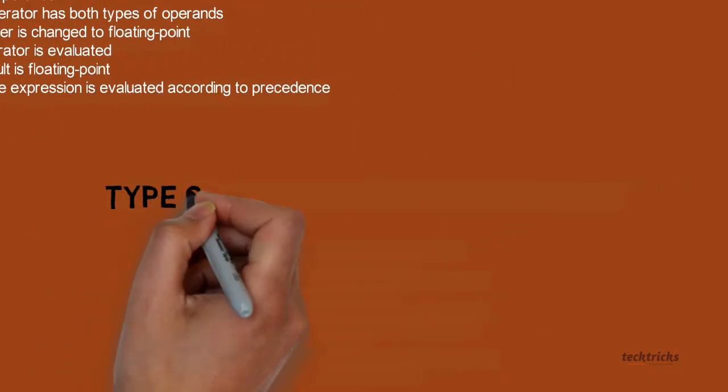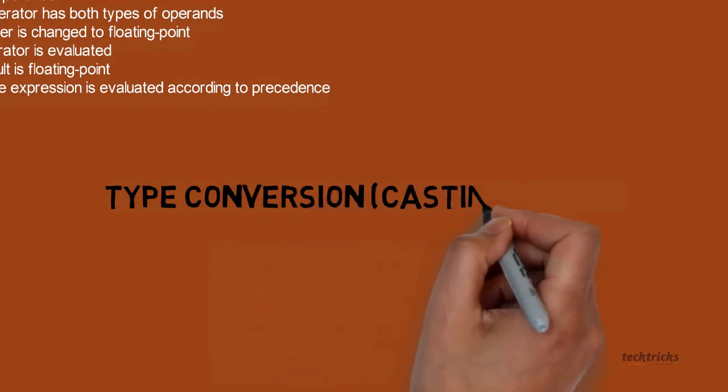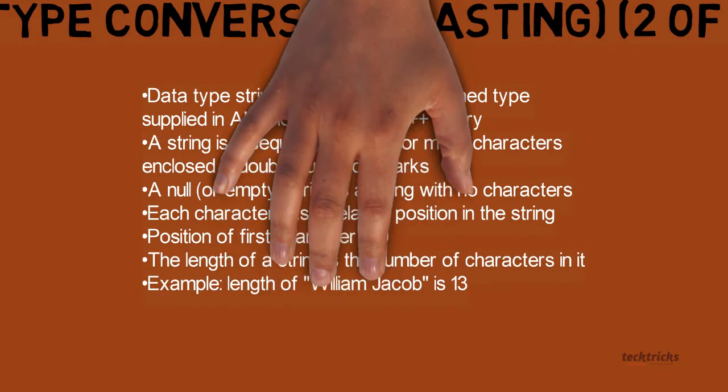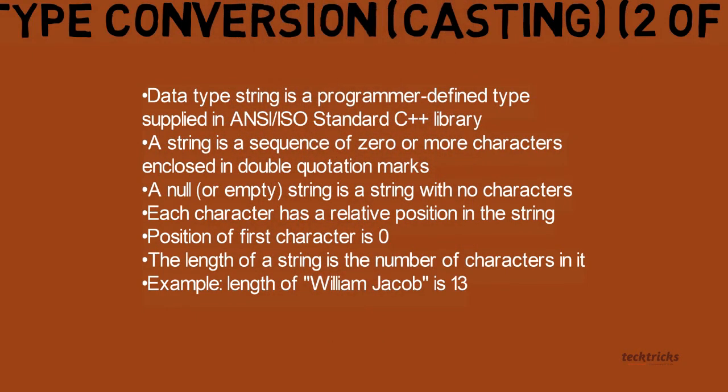The data type string is a programmer-defined type, supplied in the ANSI/ISO standard C++ library. A string is a sequence of zero or more characters enclosed in double quotation marks. A null, or empty, string is a string with no characters.